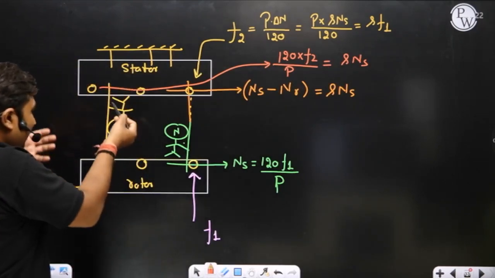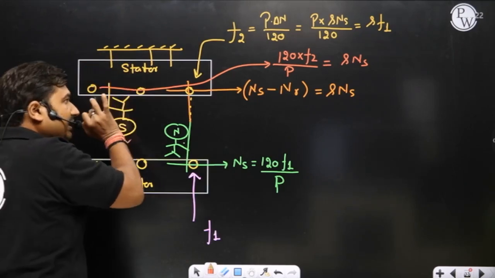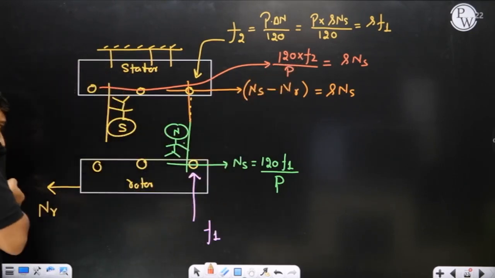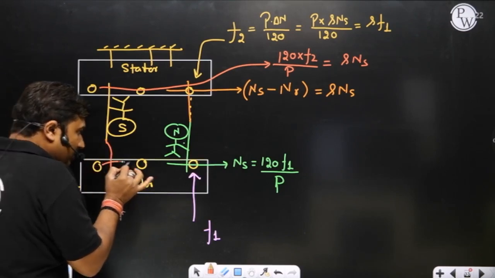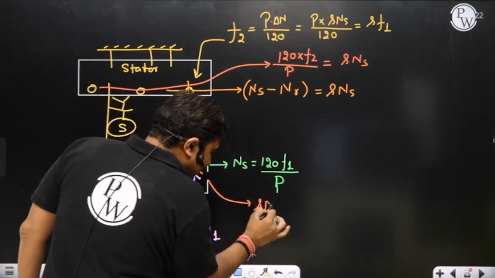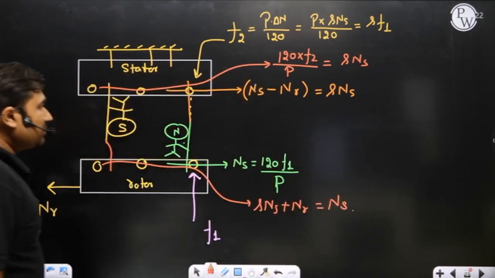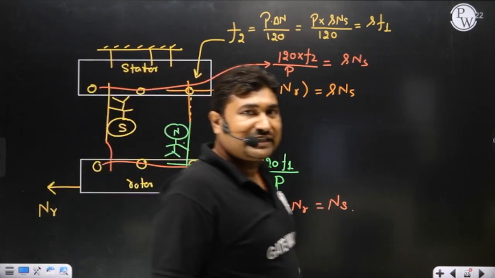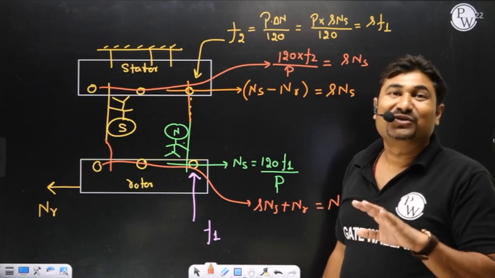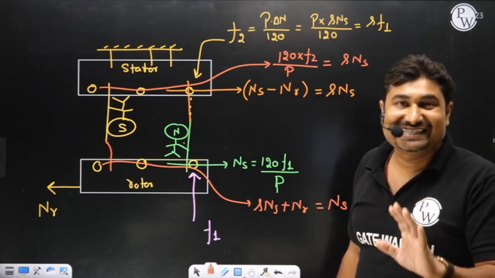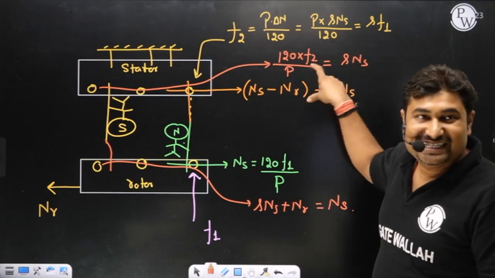Now, what is the speed of stator field with respect to rotor body? Sir, stator field with respect to stator body is running at a speed of s ns, and rotor is running at a speed of nr. So the stator field with respect to rotor body will become s ns plus nr, that is again ns only, sir. Now, please observe, what is the speed of stator field with respect to stator body? s ns. What is the speed of rotor field with respect to stator body? s ns. So stator field and rotor field are stationary with respect to each other.